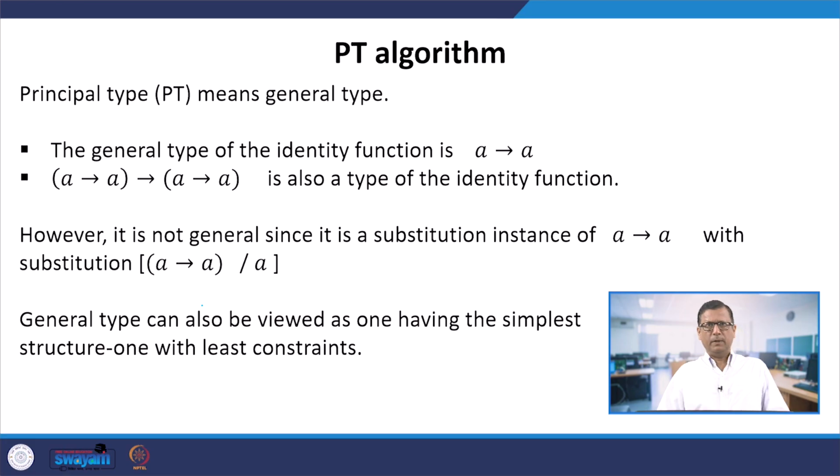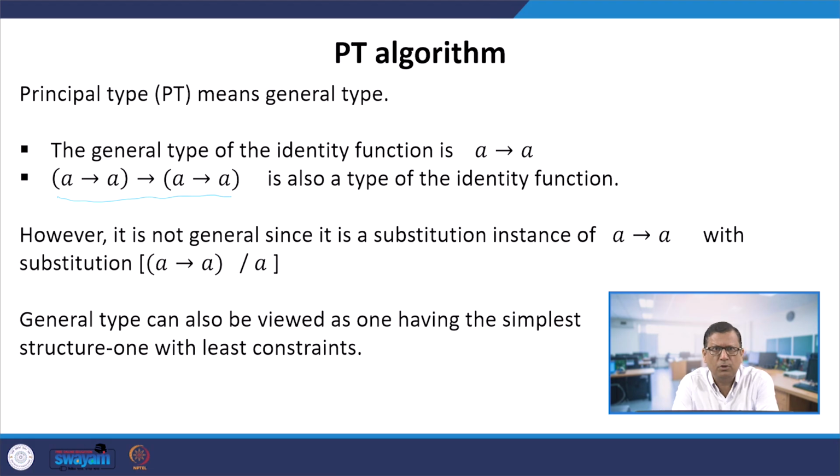Principal type means general type. The general type of the identity function is A arrow A. Now, (A arrow A) arrow (A arrow A) is also a type of the identity function. However, it is not general since it is a substitution instance of A arrow A. If you substitute A with A arrow A, we get this one. So, we say A arrow A is the general type of the identity function.